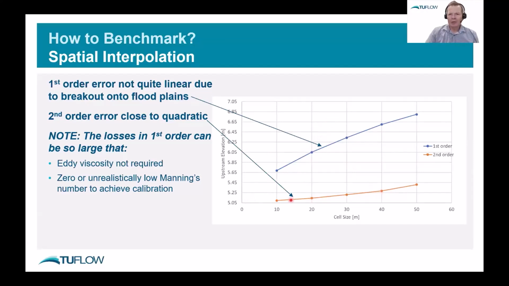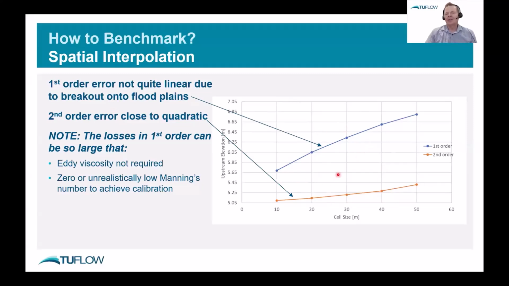Whereas the second order result here, this orange curve, you can see that actually looks like the bottom part of a parabola. It looks quadratic. And that's because with second order spatial interpolation, the error term is quadratic with regard to cell size. With first order, it's linear.